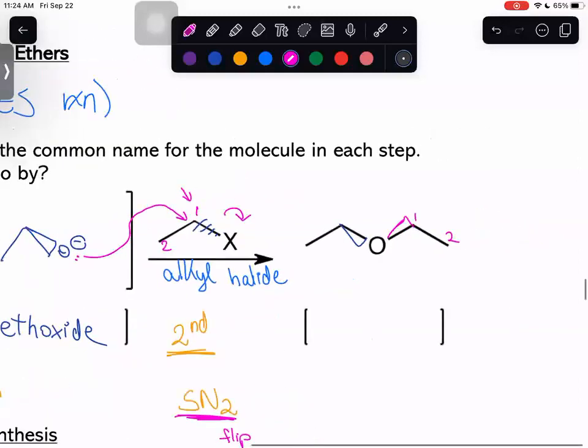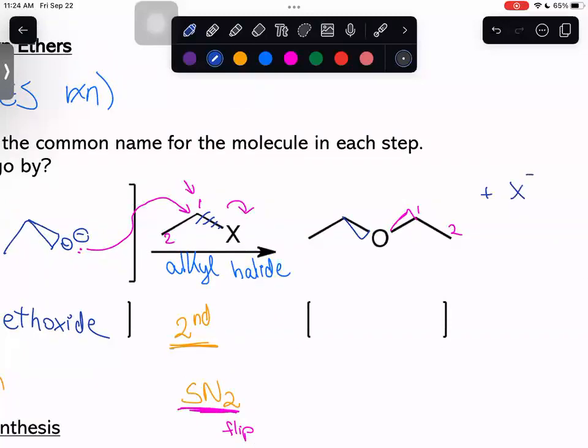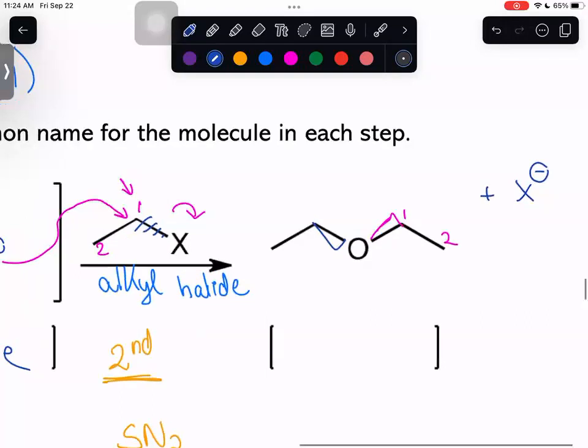So the electrons are going to the halogen, yes. In this case, we still have our little X minus, and it's just floating around. It's not a byproduct. We don't focus on that. Now, in this case, you still have the molecule.